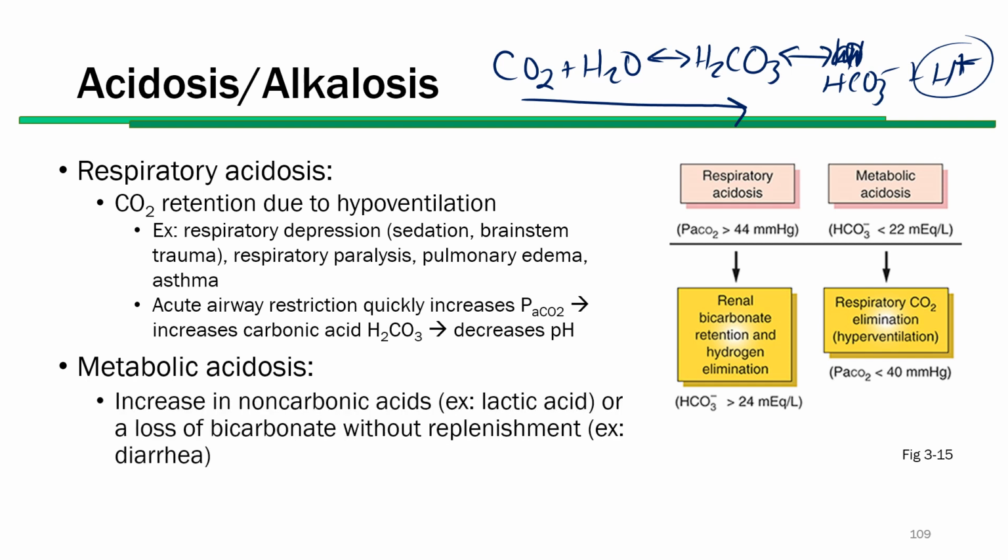Metabolic acidosis is an increase in non-carbonic acid, so lactic acid, loss of bicarbonate, anything that's not respiratory, basically. For example, hypoxemia, if you're relying on glycolysis, you might increase your lactic acid. Renal failure, you're filtering out too much bicarbonate and you're not replacing it. Diabetic ketoacidosis. We'll talk about metabolic acidosis a little bit more later when we talk about anion gap.